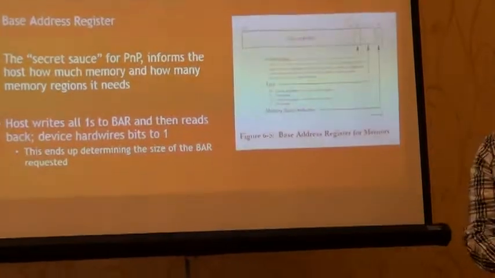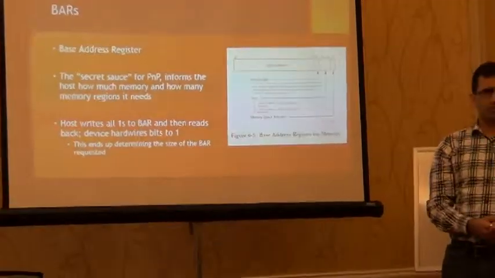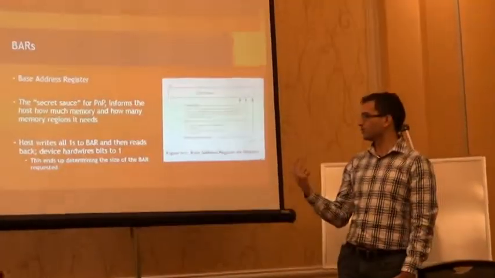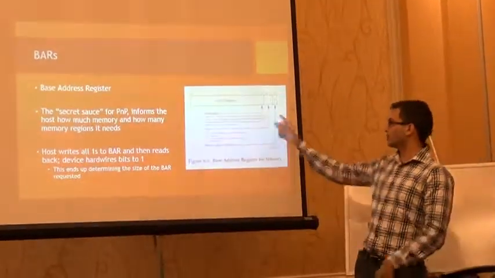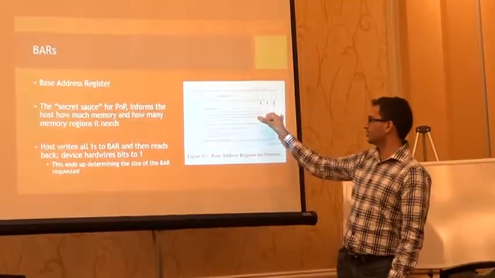So base address registers, or BARs, are kind of the secret sauce as to how plug and play works. You can have up to 6 of these, and basically this tells the host, hey, I need a memory region of this size. So this is the breakdown of a 32-bit BAR for a type 0.